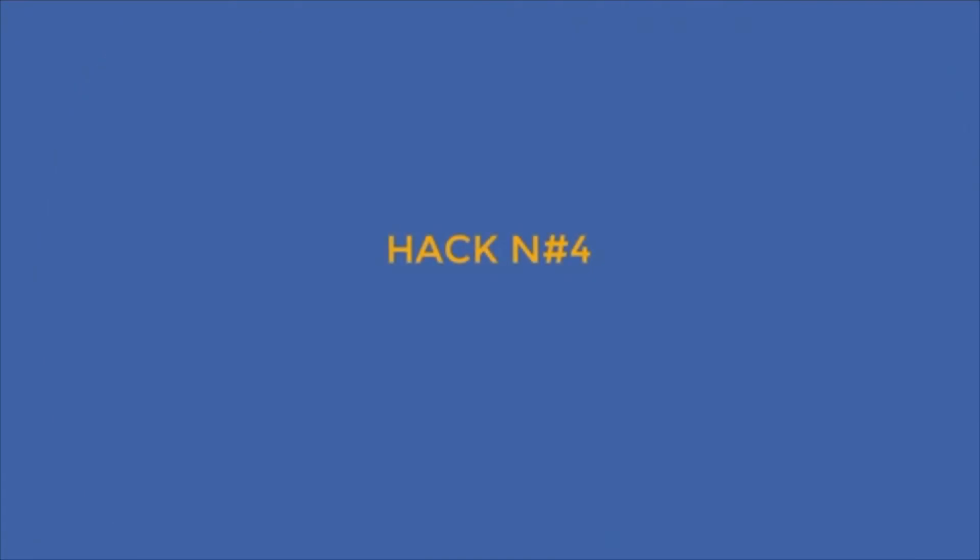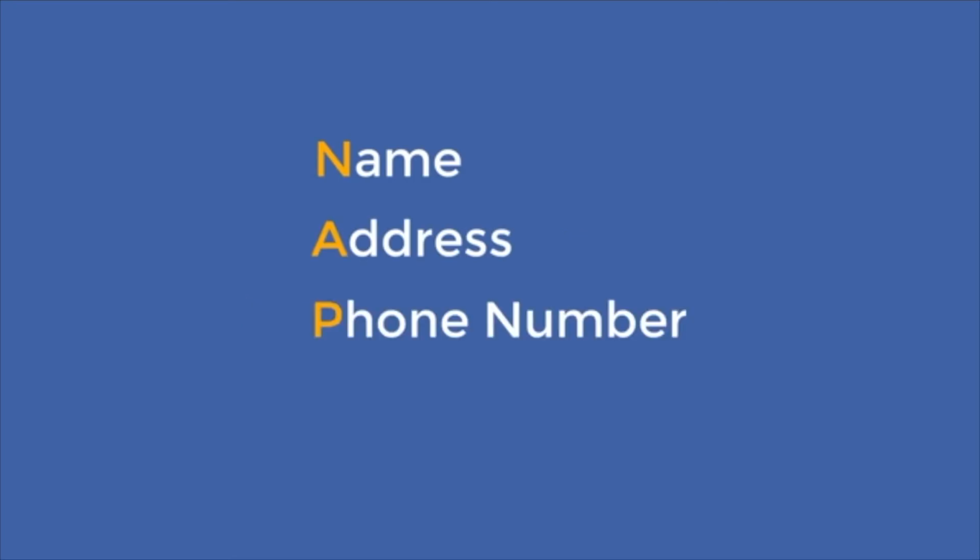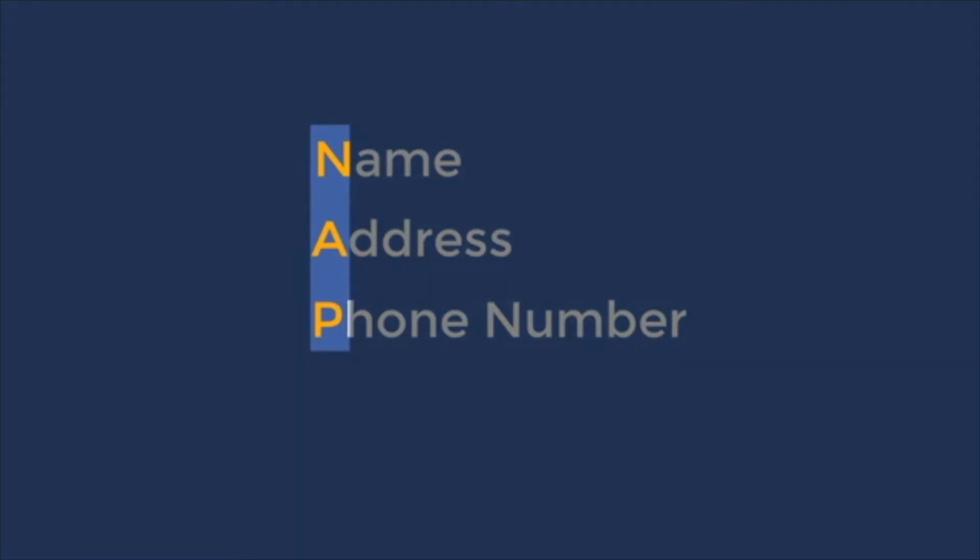Let's continue with hack number 4. Identify citation inconsistency. If you don't already know what a citation is, let me give you a brief recap. It is a mention of your business on the web, which generally includes the name, the address, and the phone number of your business, also known as NAP.